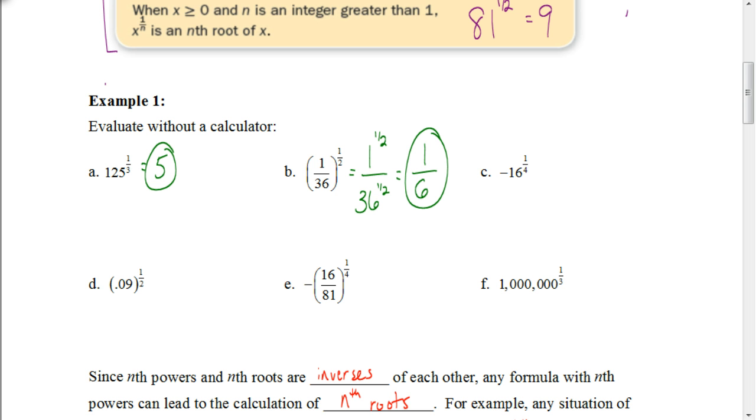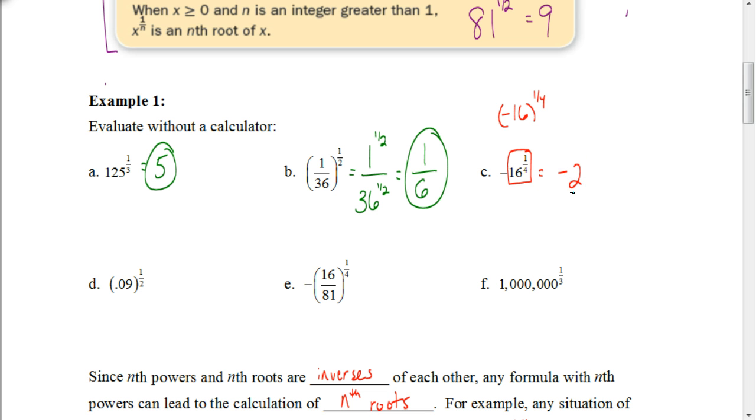Now C you have to be careful with, because there are 2 possible types of problems that we could have here. I could have negative 16 to the 1/4 power, or I could have it written like this, negative 16 in parentheses to the 1/4 power. In other words, the fourth root of 16 and the opposite of that. That is what we're doing here. The way this is written, we're only taking the fourth root of 16 because the negative is not inside of parentheses. So for this one, the fourth root of 16 is 2, so my answer would be negative 2.